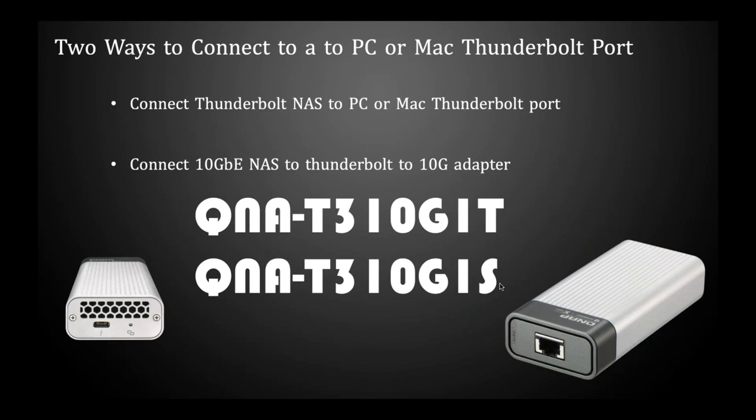So we came out with Thunderbolt NAS, and that way if your workstation has Thunderbolt, you can directly connect to a NAS through Thunderbolt. We've also come out with the QNAP T3 cards, and this can convert a Thunderbolt port to a 10G port. And that way, you don't even need a Thunderbolt NAS. You can connect your workstation directly to a 10G NAS at 10G speeds and just use your Thunderbolt port and convert that to a 10G port.